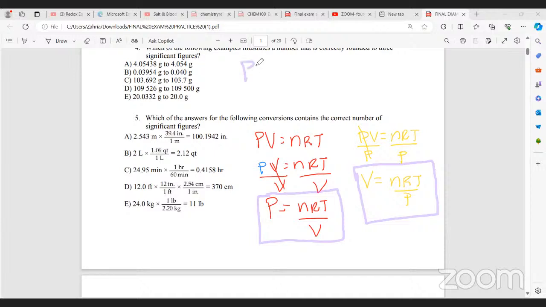If you're given, again, that same formula, PV equals nRT, but this time, oops, you can't see that part. Let me bring it up like this. There we go. If you're looking for, let's say, your moles, your n are your moles. You're going to divide both sides by the R and the T, because you're going to get rid of the R and the T. And so your n is going to be equal to P times V over RT. Okay?